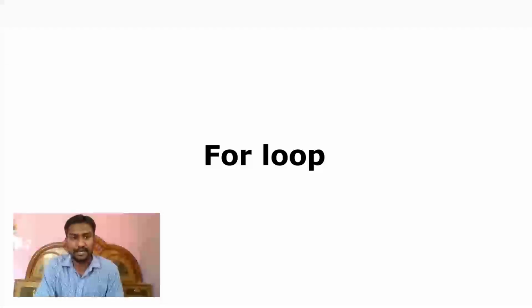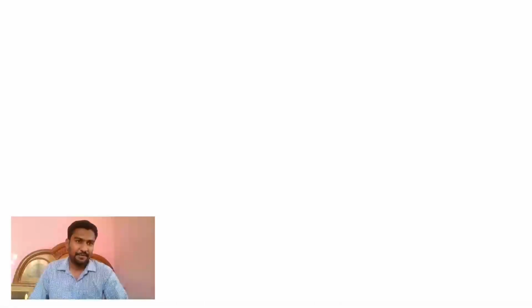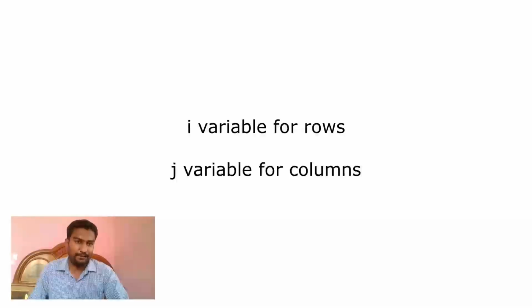Now before starting with this, you require two variables: the i variable and the j variable, one for the first loop and the second for the second loop. Suppose we have 4 stars in a row, with 4 rows and 4 columns. We treat it as a row counter and a column counter. So my dear students, let's start the program. Let's take variable i for rows and j for columns.